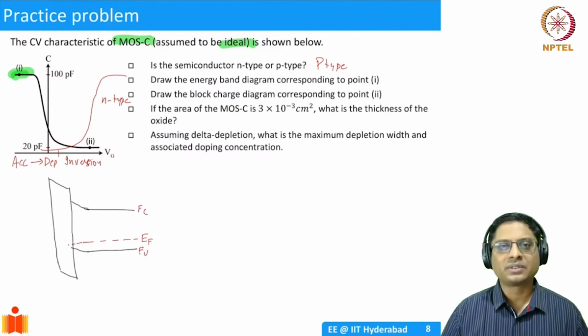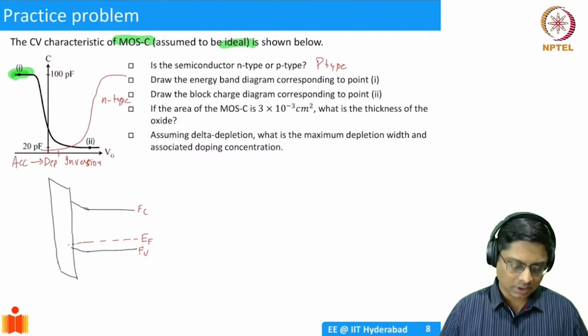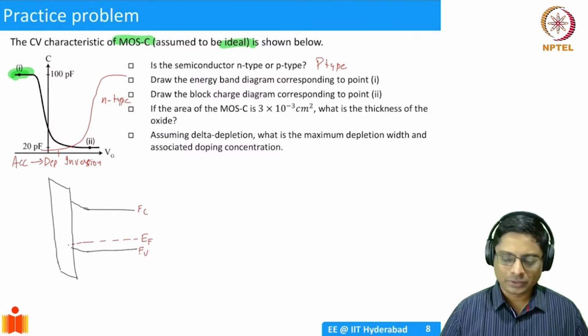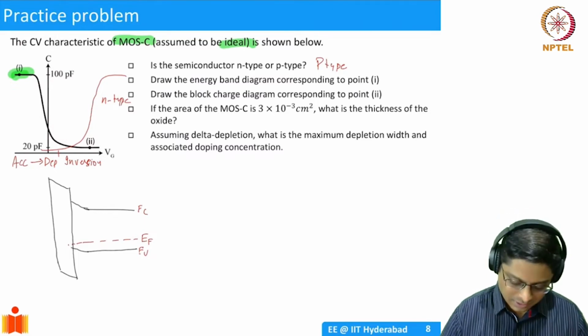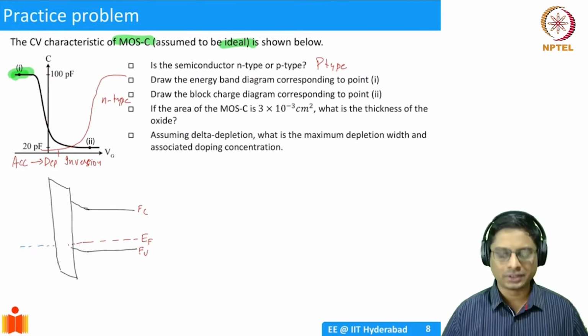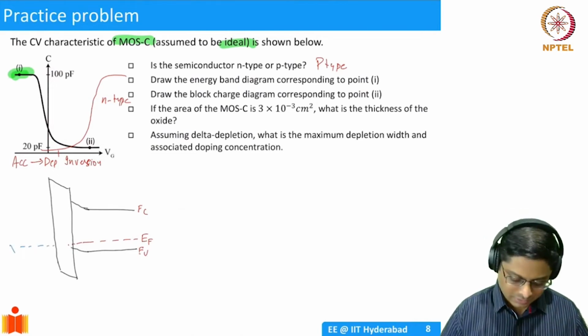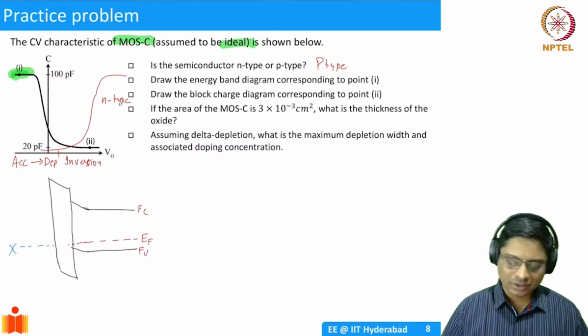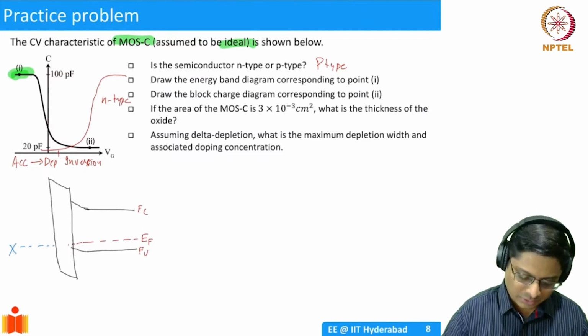And now what happens to the Fermi level in the metal? Well, we are applying a negative voltage and we are reaching accumulation. So EF can't simply be at the same level. This will be wrong, because this is without any voltage. It will be wrong if you draw EF of the metal here. We are applying a negative voltage, so if you apply a negative voltage, EF is going to shift up.